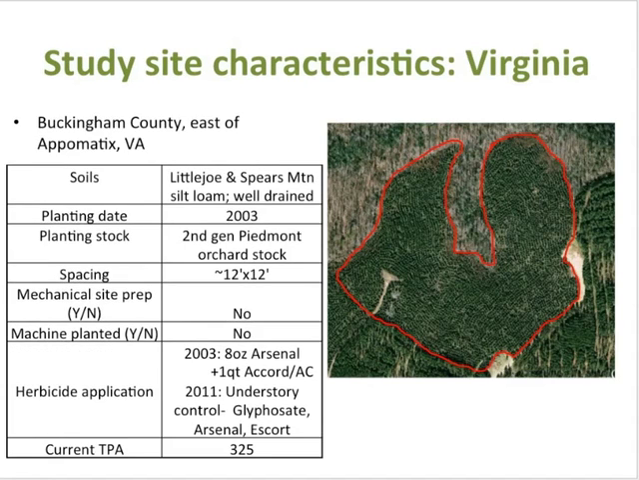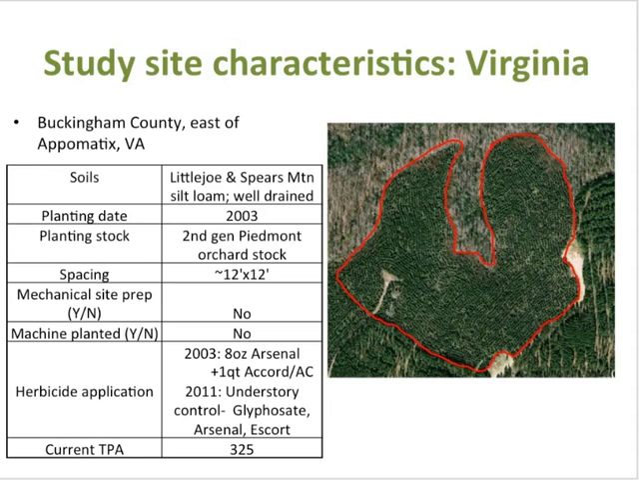Our third location is in Virginia. It's actually in the Appomattox-Buckingham State Forest. It's close to the corner of Buckingham County, east of Appomattox, Virginia. The soils are Littlejoe silt loam and Spears Mountain silt loam. It's also a well-drained soil. It has a similar planting date as the Florida location. It's about 8 years old, planted in 2003.